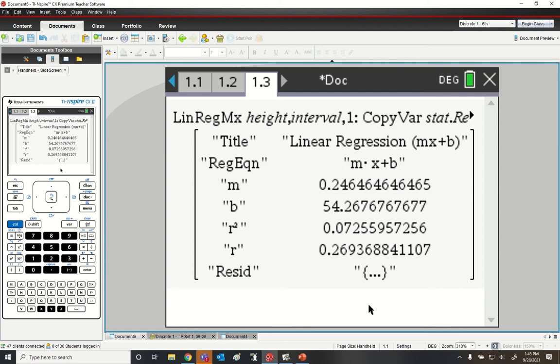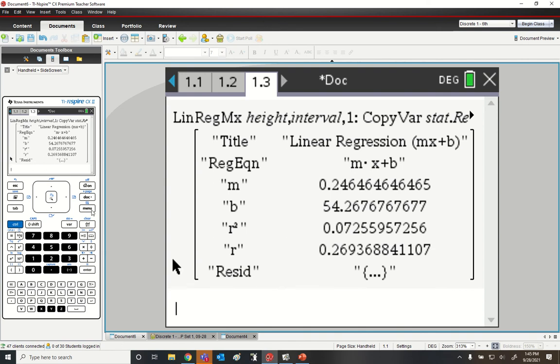0.07. Is that a good number? Remember, you think about it as a percentage, as your score, 7%. That's not a good score. What about my r value here? That's 27, basically 27%. It's still not good, right? Good. Let's keep going.